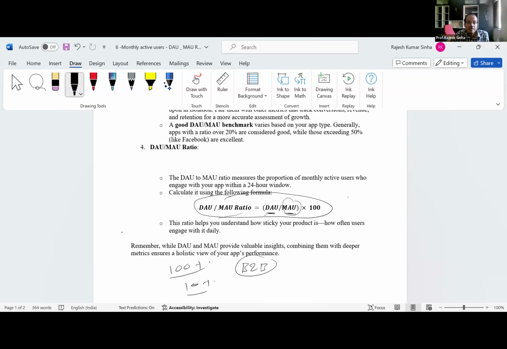Yes, there are some statistics. A ratio over 20% is considered good. Those exceeding 50% are excellent. Facebook is more than 50%, but this may be older data. I have not logged into Facebook for the last 6 months, I guess. I don't have so many friends online. That's also a case. So these things are very important. I may not even fall in the MAU bracket. They have to change this ratio. They should start thinking in terms of 6 months.